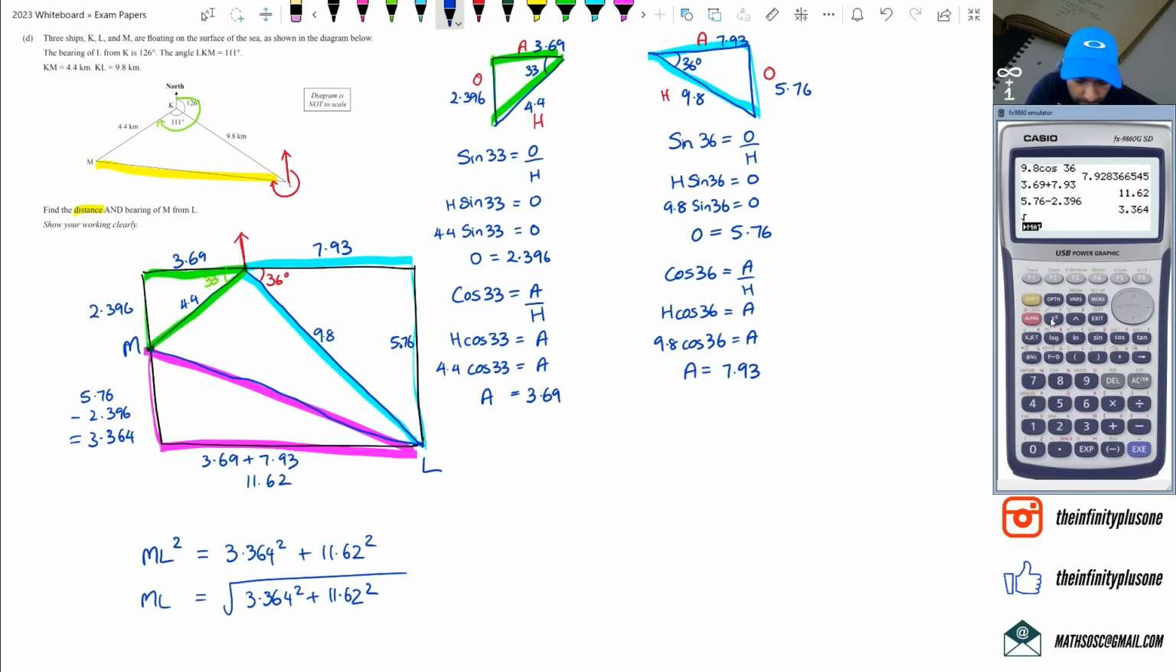So I've got in my brackets 3.364 squared plus 11.62 squared, and that's going to give me 12.097. So ML is equal to 12.097 meters. And now I need to figure out what the bearing is.